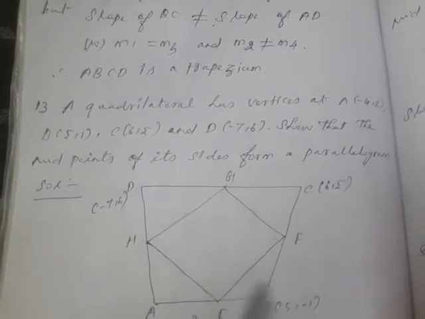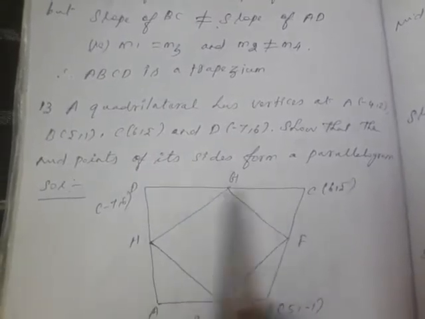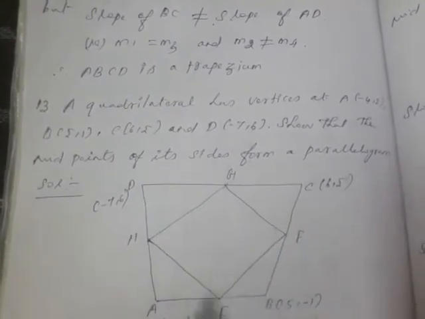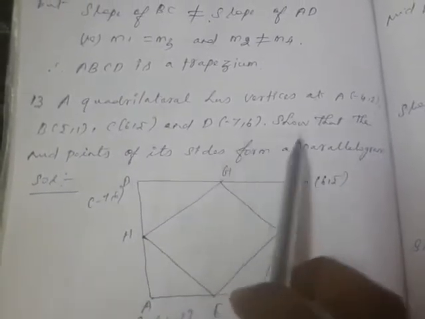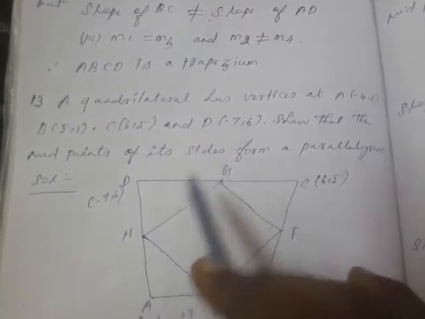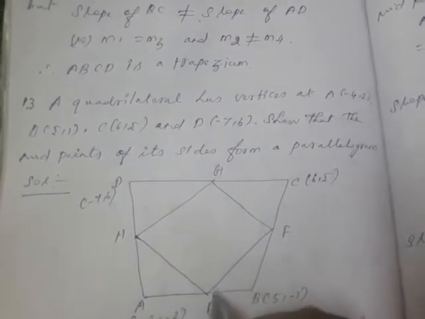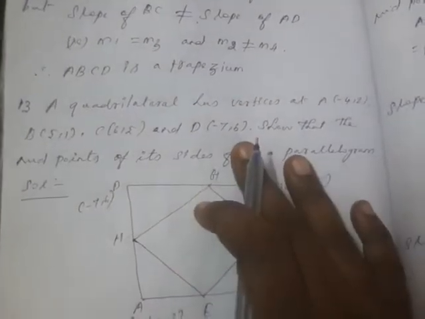So I have taken one quadrilateral. Quadrilateral means it's a closed figure with four sides. I have taken the quadrilateral A, B, C, D. Show that the midpoints of its sides form a parallelogram. So here this one is midpoint E, this one midpoint F, this one midpoint G, this one midpoint H. So you have to join those midpoints, and this should form a parallelogram. We have to prove that.